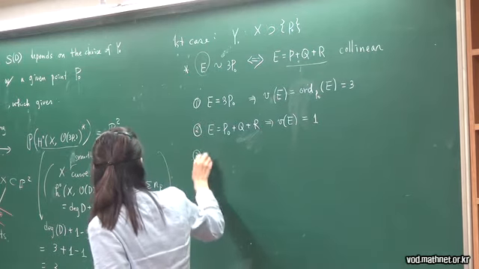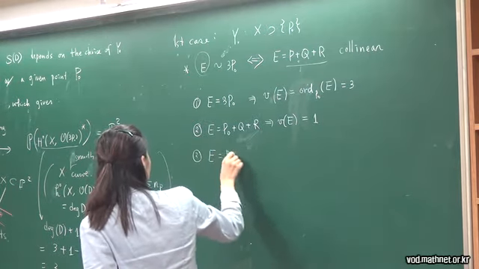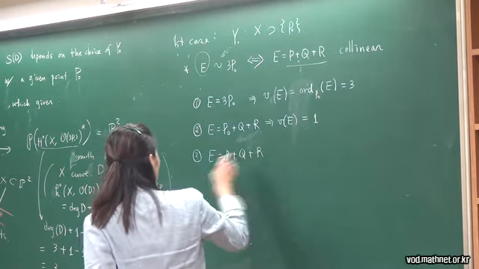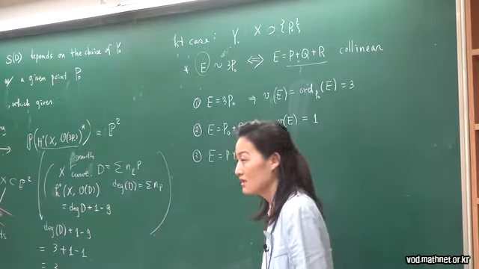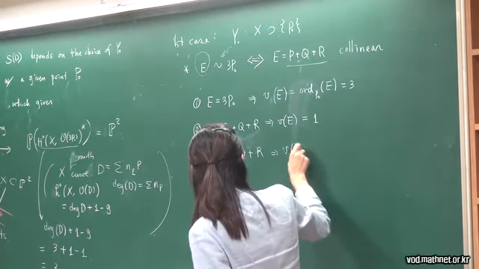Of course, we can have E, P, Q, R, where all of these are such that P naught does not appear. Then V of E is 0.